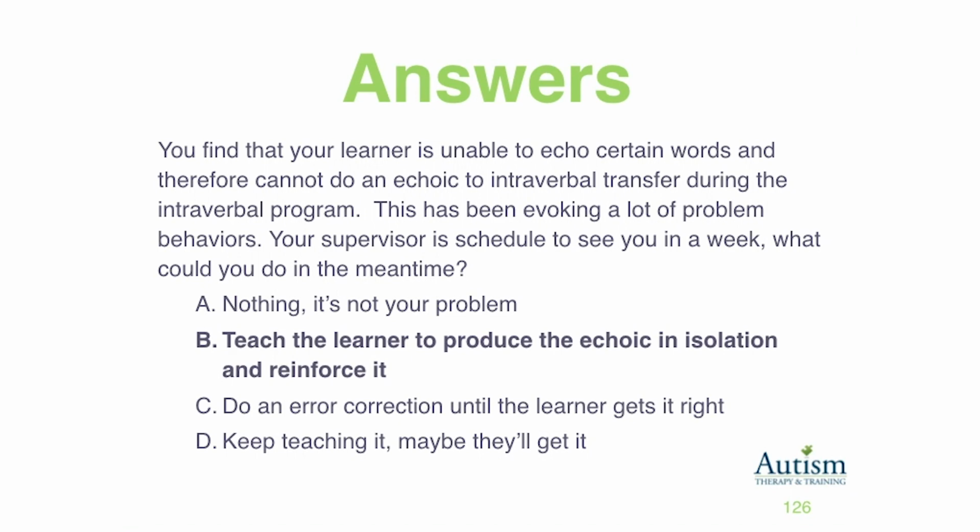And the correct response is B, teach the learner to produce the echoic in isolation and reinforce it. So if they're not able to produce the word in isolation, you could teach it on the side and then bring it back into the program to help out. But of course, speak to your supervisor so they know of the problem.